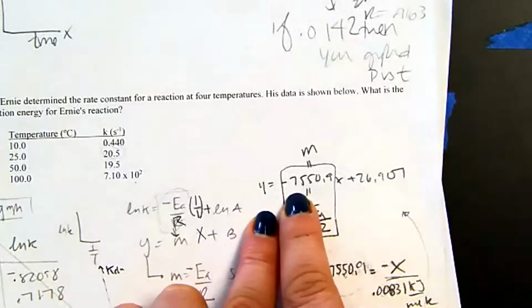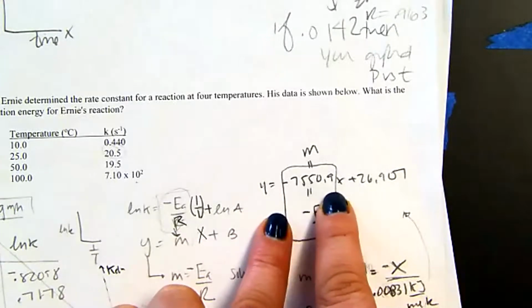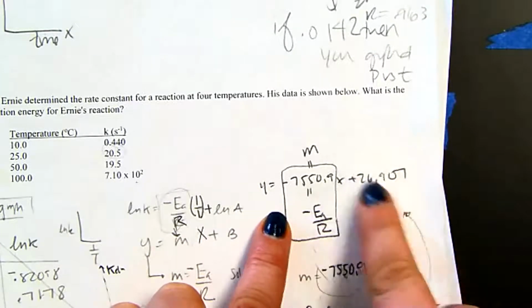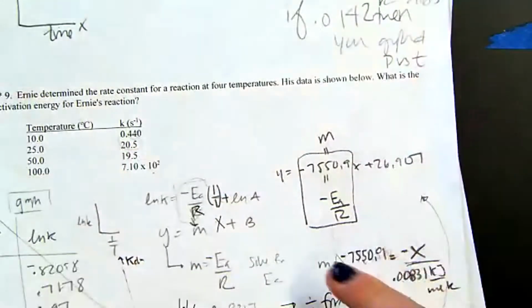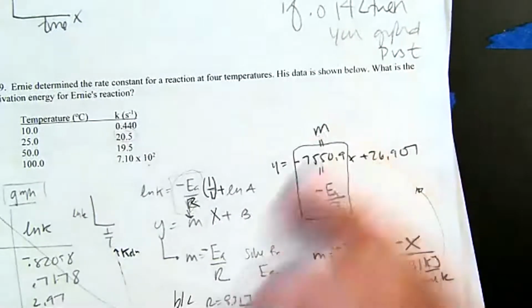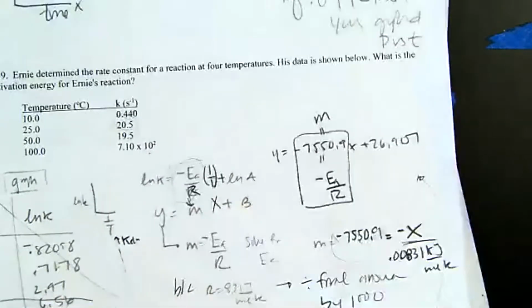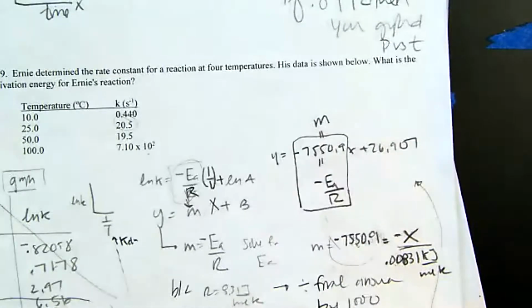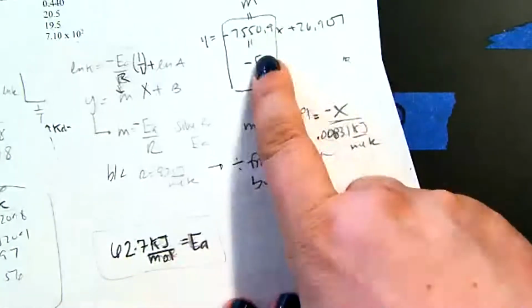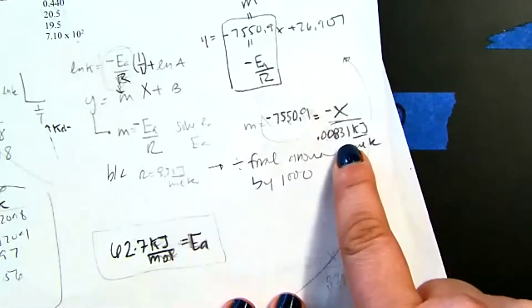I got y equals negative 7,550.9x plus my b. But really, this is what I care about. And what we learned on our PowerPoint, which is so cool, is you can solve for activation energy using this when it's in that y equals mx plus b form. So my slope is negative 7,550.9. So I'm going to set that equal to negative Ea, which is what I'm looking for, over R.